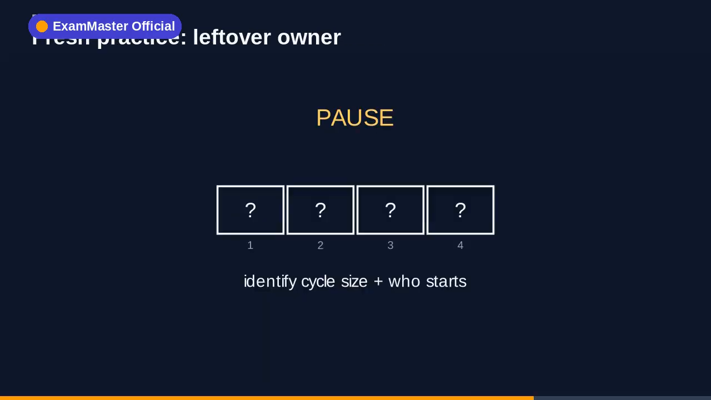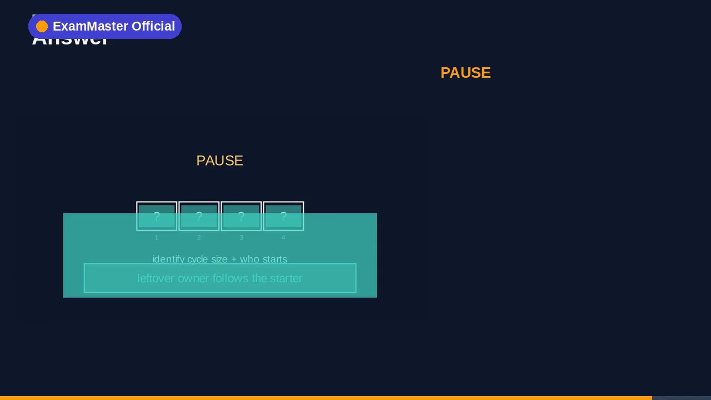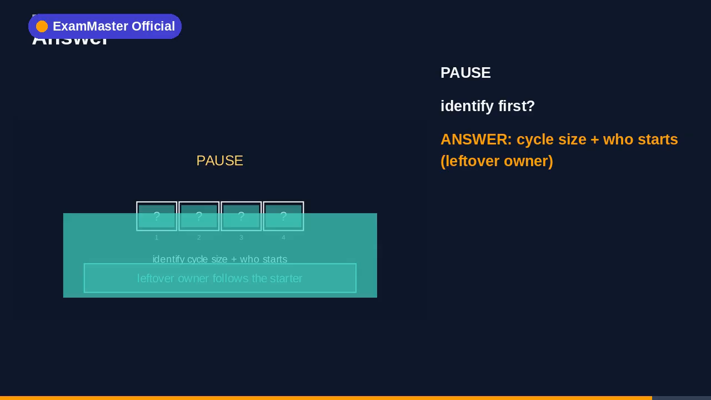Before arithmetic on an alternate days question, which quantity must you identify first? The answer is the cycle size and who starts. That decides the leftover day's owner. Whole cycles are identical, only the starter letter changes the tail.